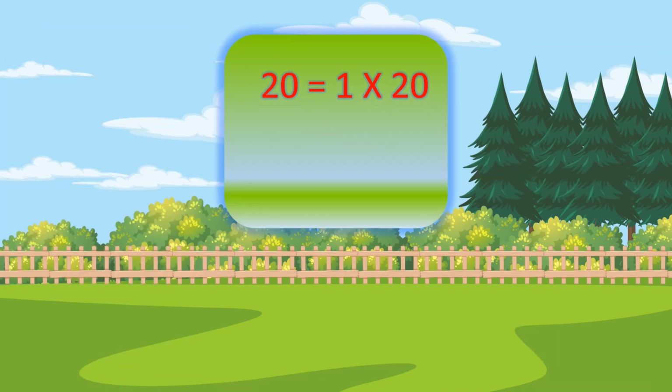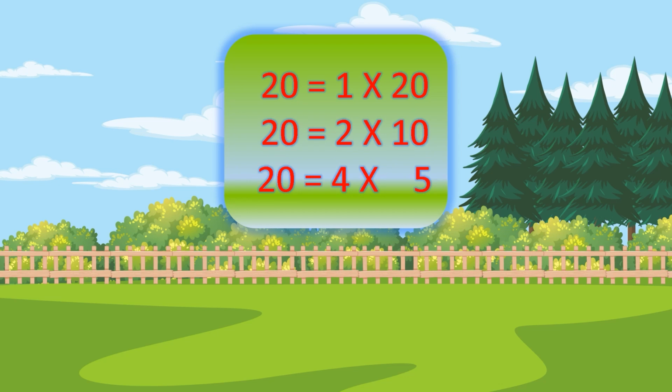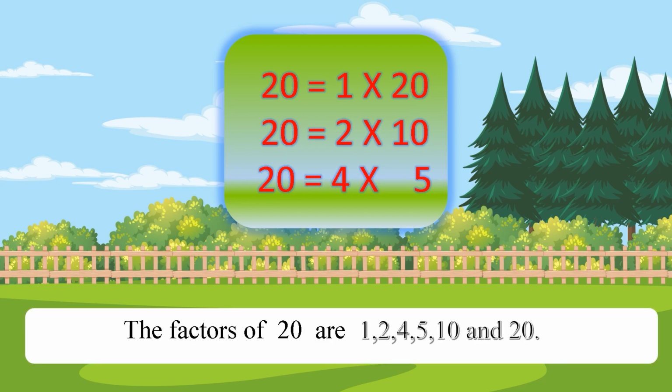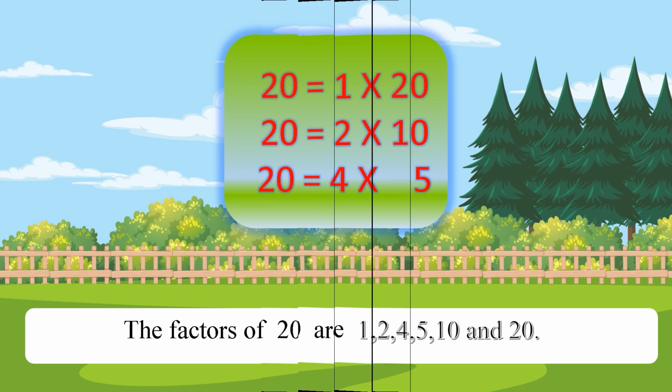Next, we write the factors of 20. Thus, we see that the factors of 20 are 1, 2, 4, 5, 10 and 20.